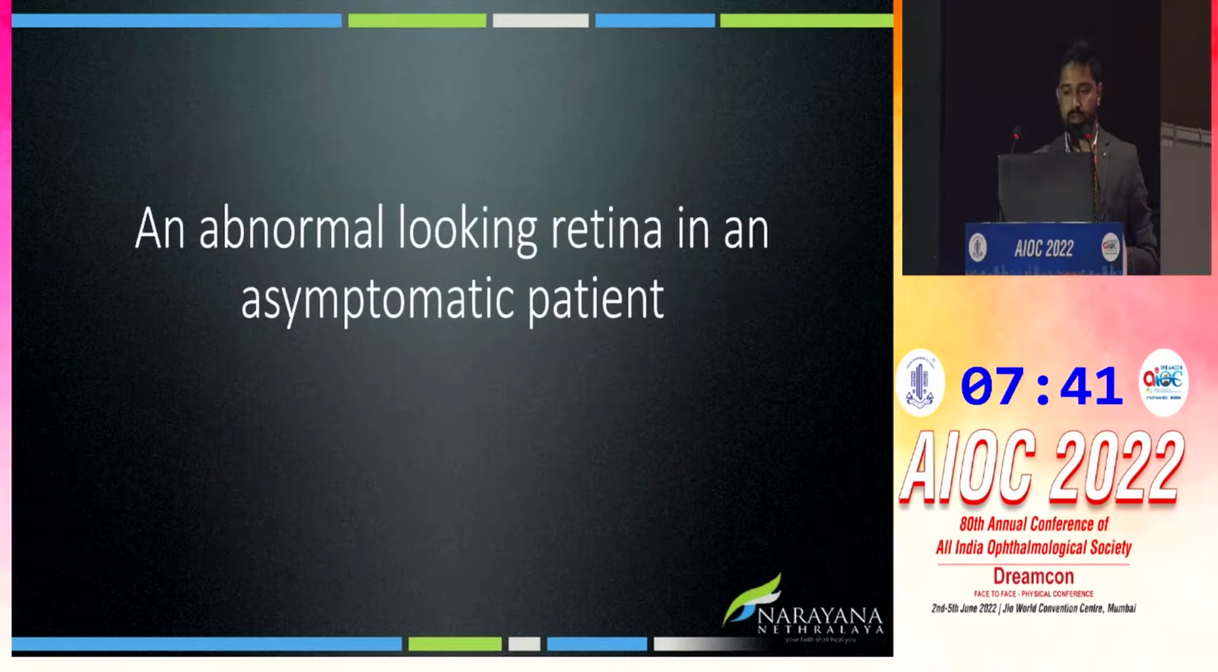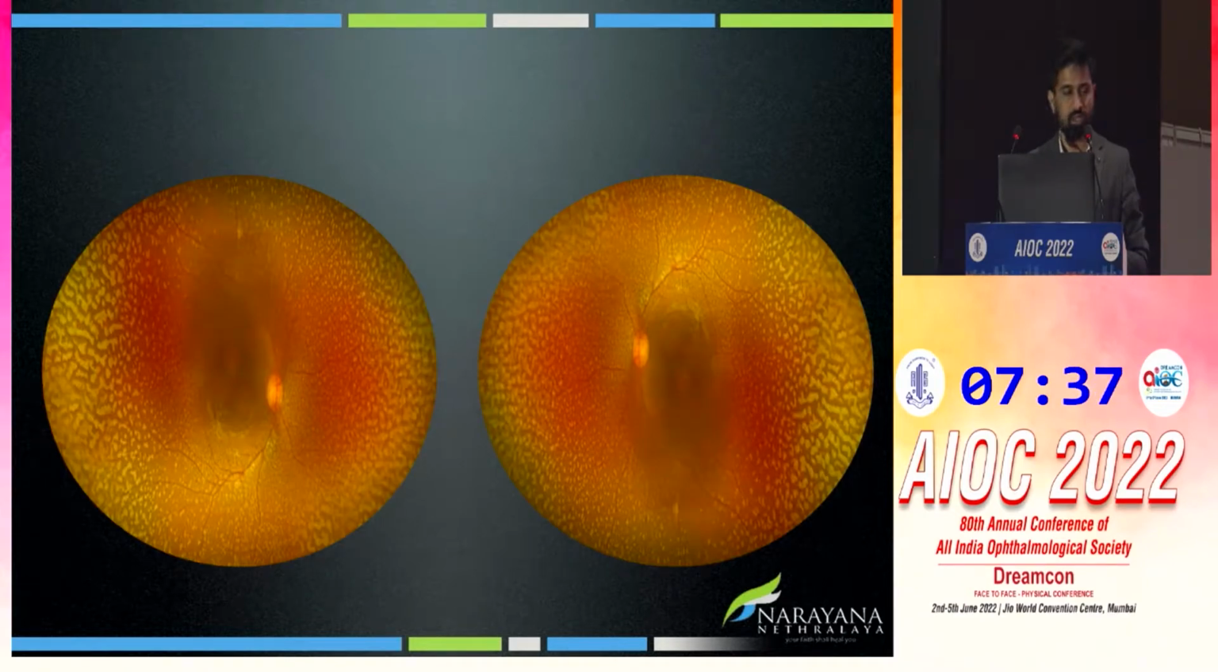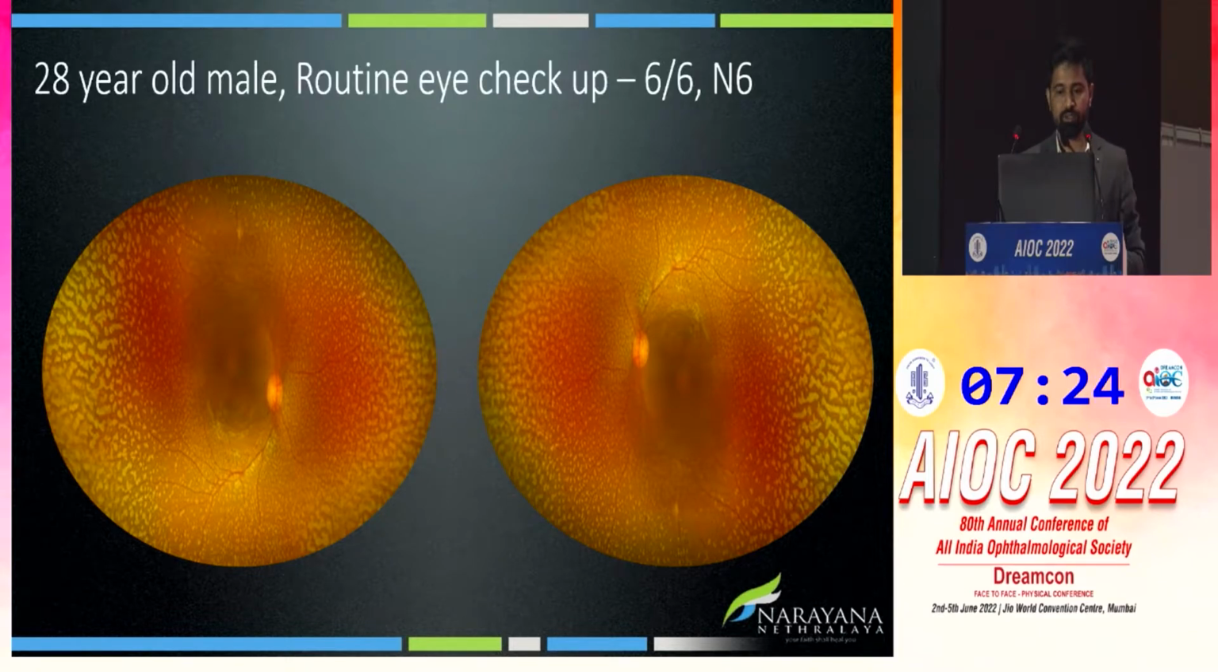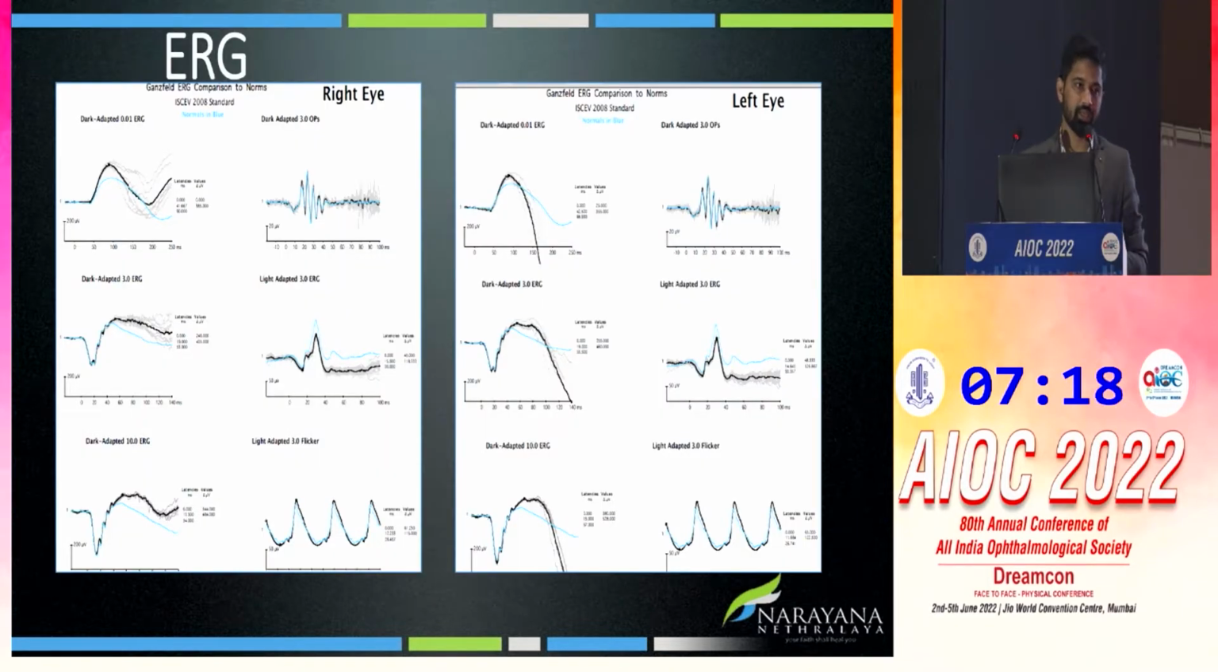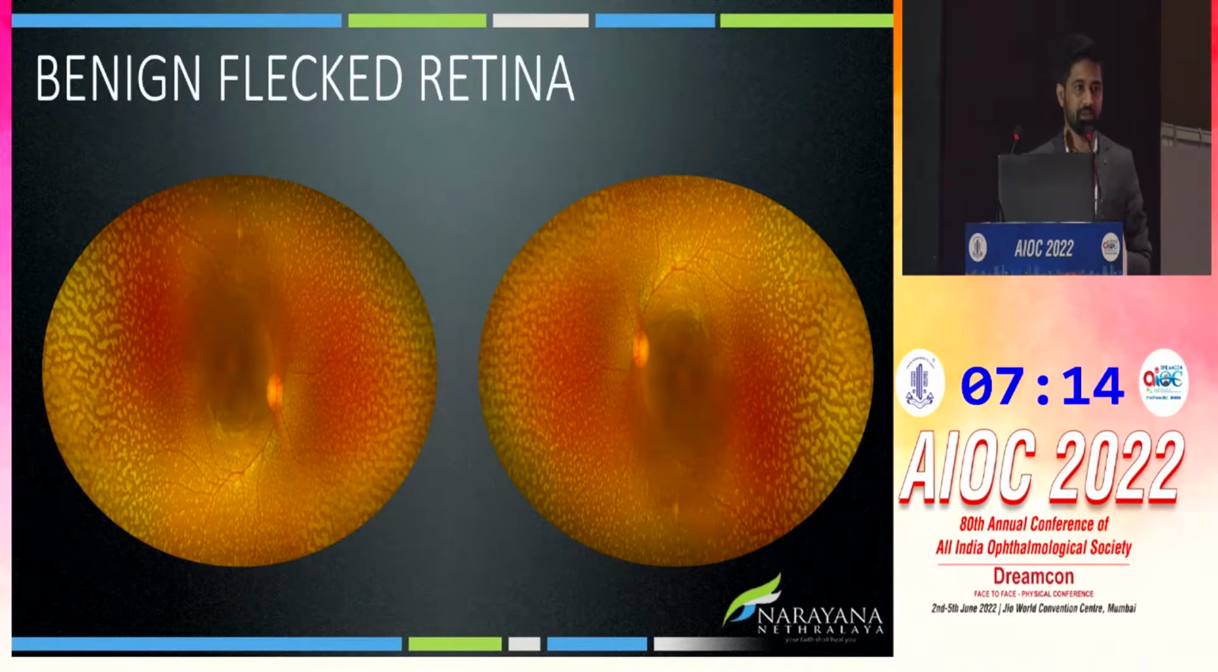So let me give another example of an abnormal looking retina in an asymptomatic patient. This patient came for a regular checkup. He was totally asymptomatic. When my fellow brought this case, she said, sir, the patient is symptomatic, I can see so many flecks, there are multiple exudates in the retina. Then I told her they're not exudates, they're flecks. The vision was 6/6 and 6/6. OCT again was normal, all the layers were intact. So this is the ERG. ERG was also normal. So basically this is a benign fleck retina. You need not do anything.